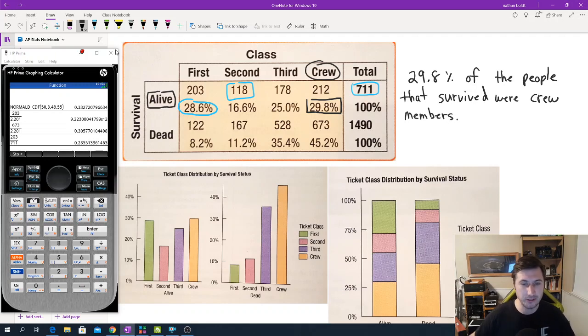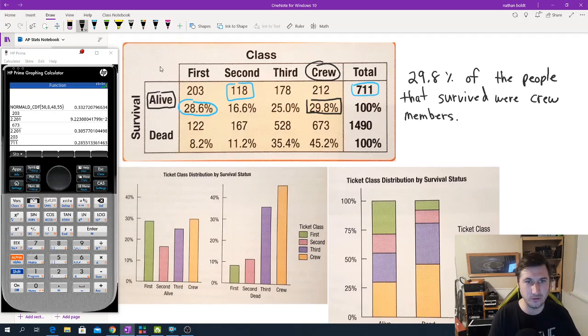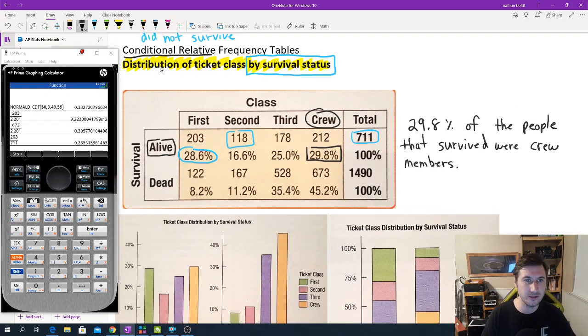Now, in a little bit, we are going to do this whole thing backwards, because remember, the conditional one that we are doing here is distribution of ticket class by survival status, and you better believe we're going to switch that up in a second and do the exact opposite. And that will switch my sentence around as well, and these percents will be a bit different. All right, that's how you interpret the table, but what about the pictures for the table?